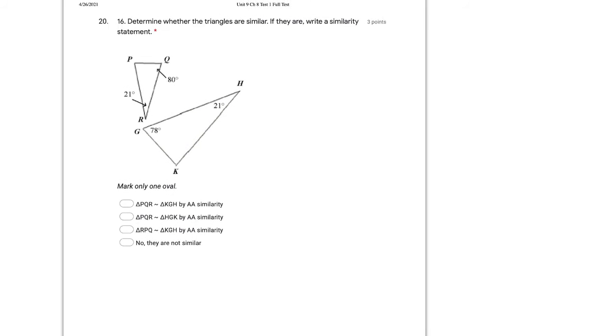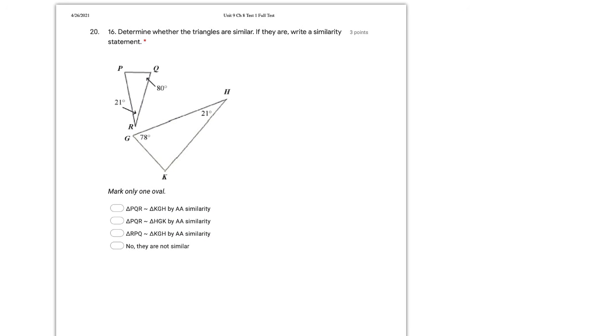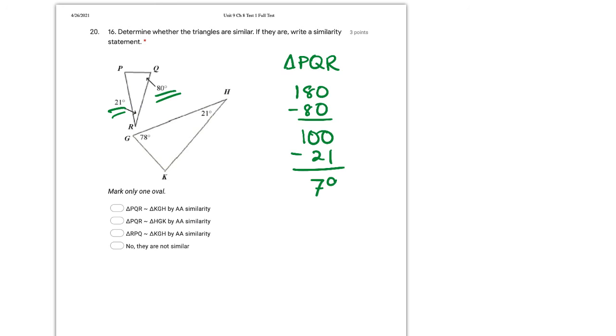Number 15, see if they're similar by angle, angle. I'm going to use triangle PQR. And I'll start with 180 degrees. I'm going to subtract off the 80, this angle. That gives me 100 left. I'll subtract off the 21, that angle, giving me what, 79 left, I believe? Yep, 79 degrees. So this must be a 79 degree angle.